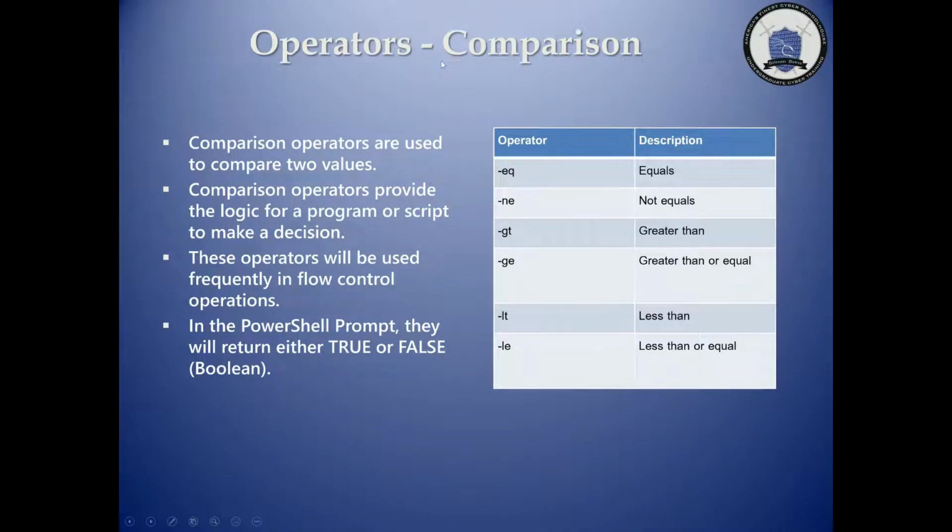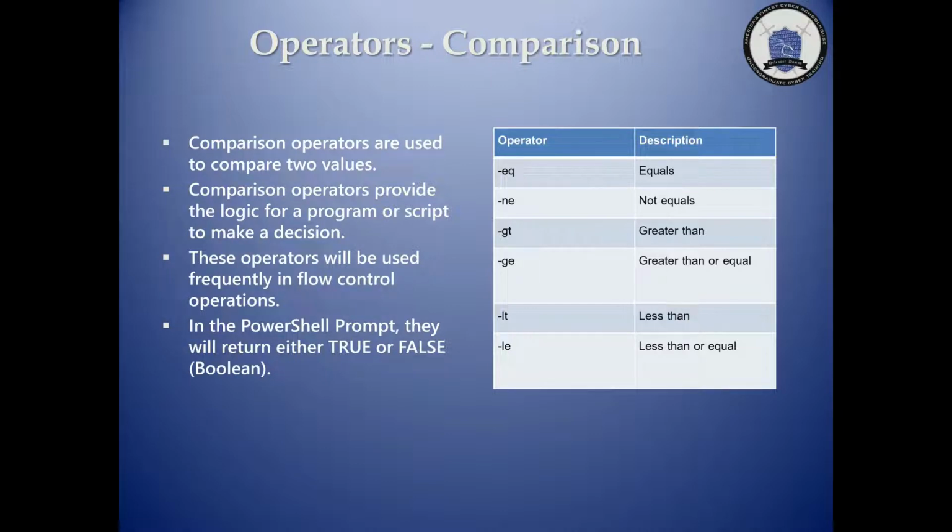Next up, we're going to talk about comparison operators. Comparison operators are used to compare two different values or two different variables. Again, comparison operators provide logic so that a script can help make a decision. So you're going to have, hey, is this variable equal to a value? Or is this variable less than something? And ultimately, depending on what is stored inside that variable, it's going to give you a different result.